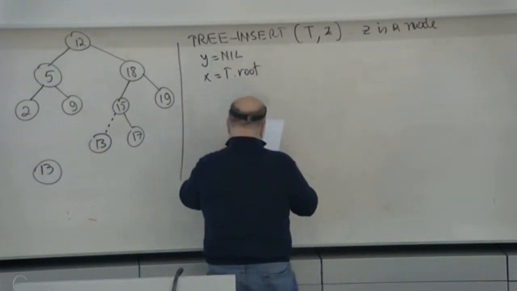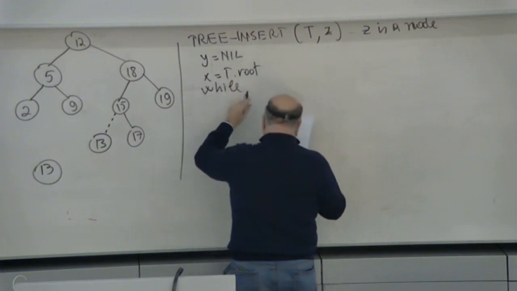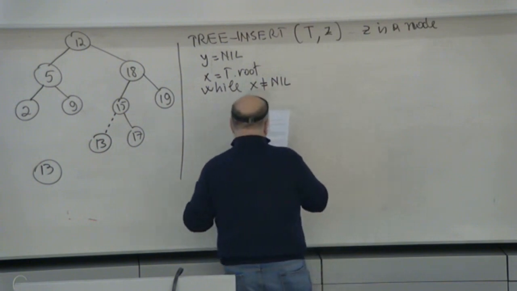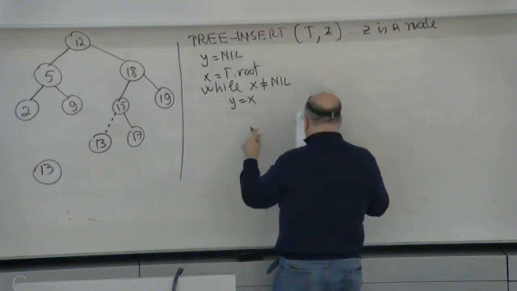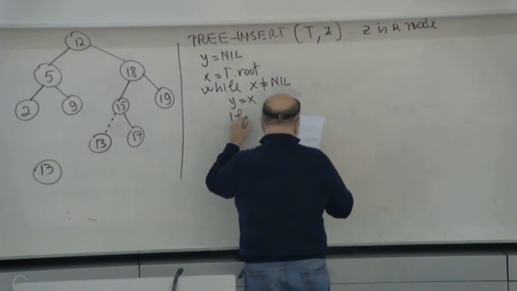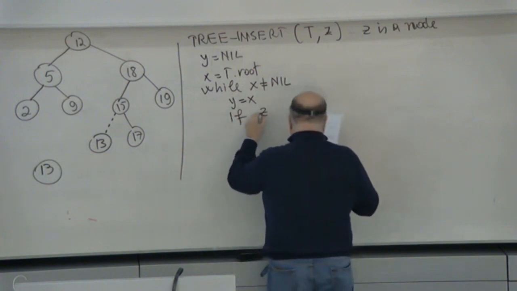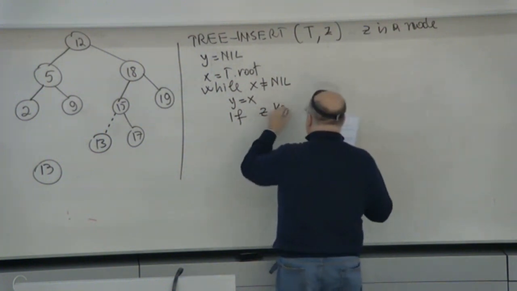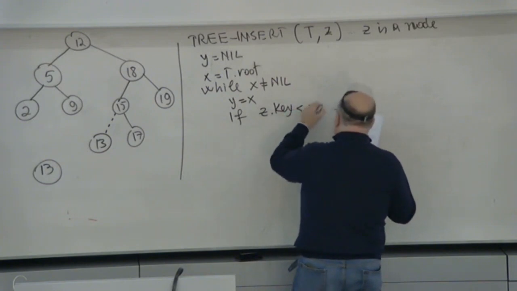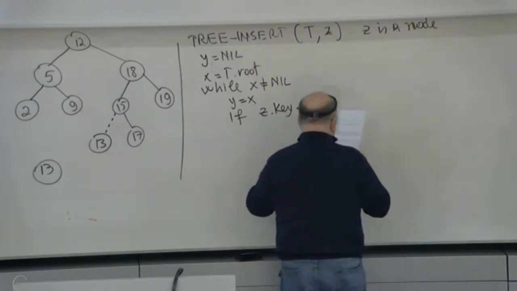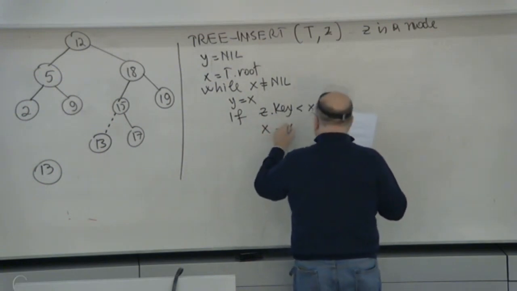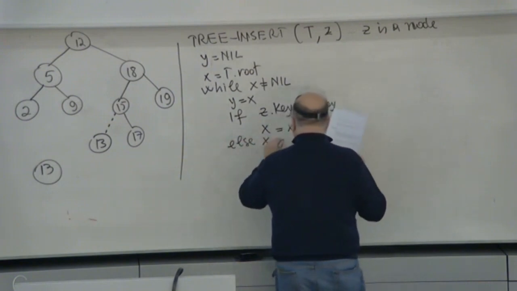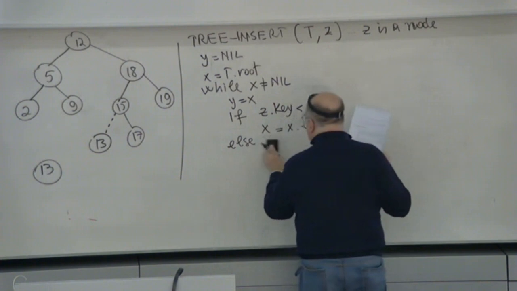It goes like this: while X is not nil, we set Y equal to X. So we move down one level, and then we compare: if Z key is less than X key, then X equals X left. Otherwise, X equals X right.